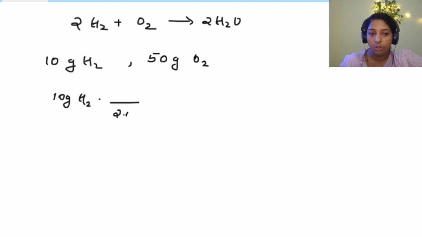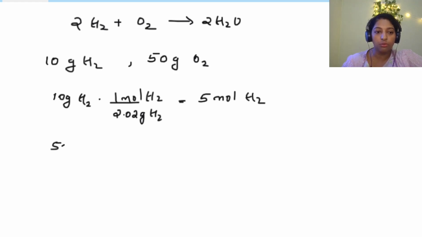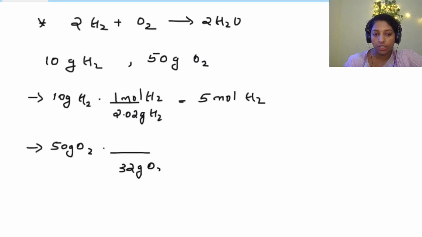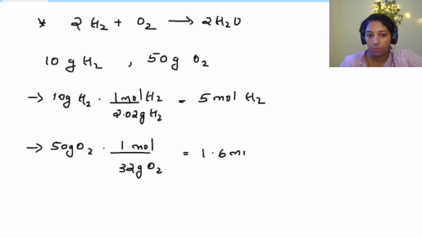So, what's the molar mass? 2.02 grams of hydrogen is equal to 1 mole of hydrogen. I am just taking 2, so that it is 5 moles of hydrogen. So, 5 moles of hydrogen is there. What about the 50 grams of oxygen? How many moles are there? 32 grams of oxygen is 1 mole of oxygen, so that gives an answer of about 1.6 moles of oxygen. Now you just compare.